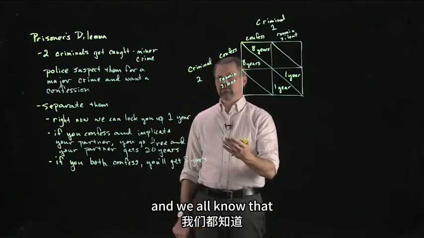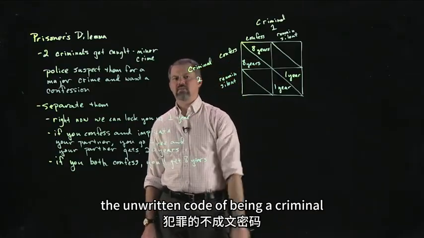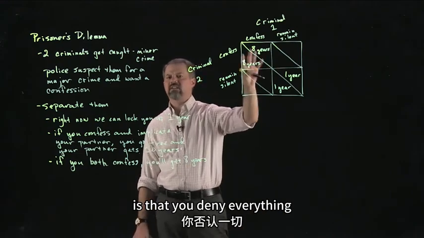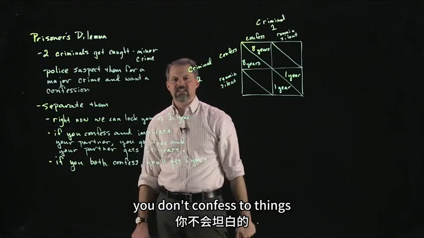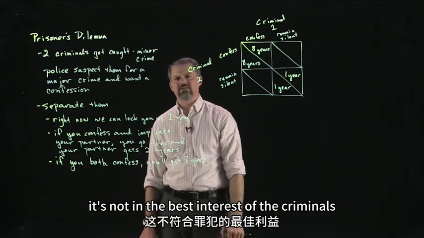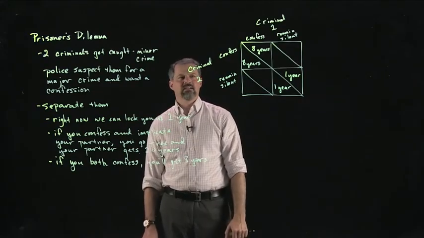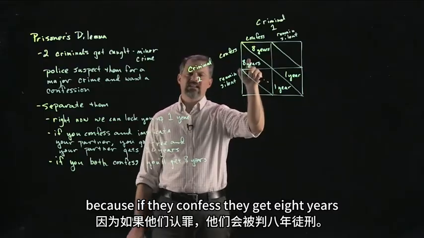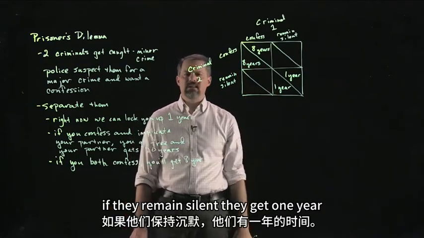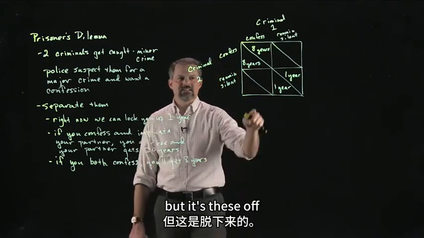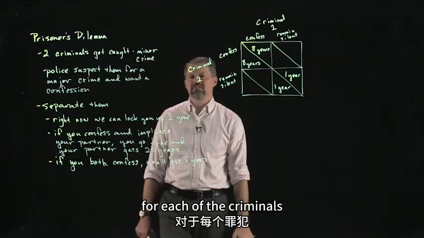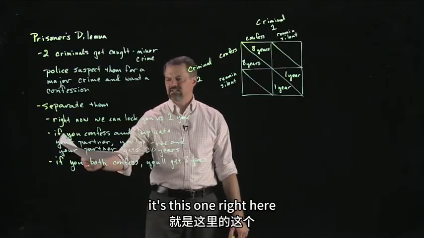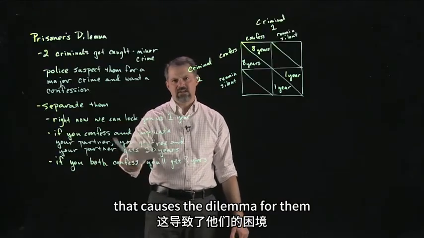And we all know that the unwritten code of being a criminal is that you deny everything and stick to your story. You don't confess to things. Everybody knows that it's not in the best interest of the criminals to confess. Because if they confess, they get 8 years. If they remain silent, they get 1 year. But it's these off-diagonal elements that are going to be the fly in the ointment for each of the criminals. It's this one right here that causes the dilemma for them.